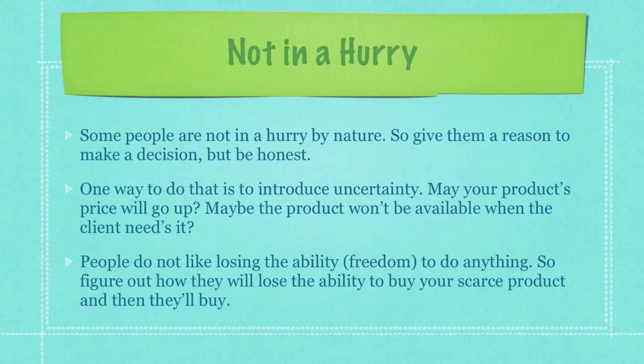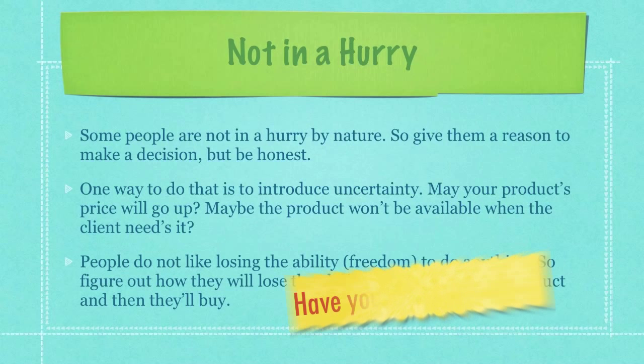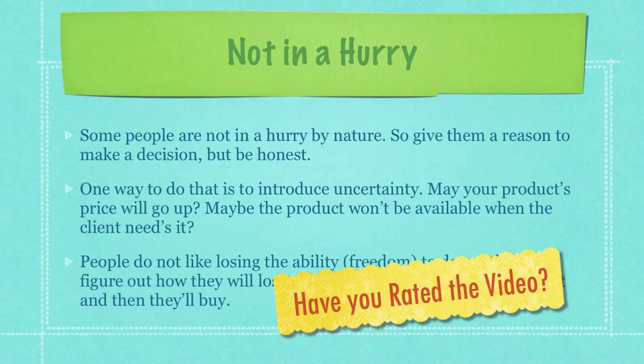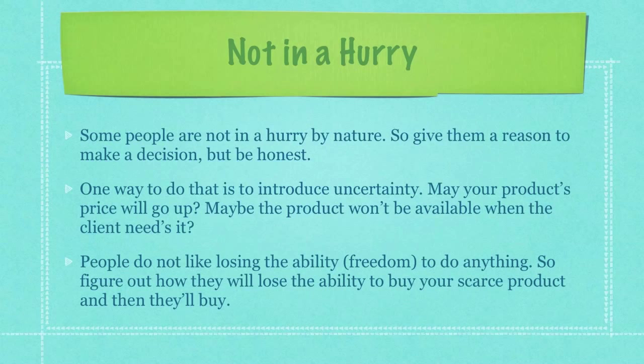Another reason why a person might say no is that some people are just not in a hurry by nature. So you have to give them a reason to make a decision, but of course be honest. One way to do this is to introduce uncertainty. Maybe your product's price will go up, maybe the product won't be available when the client needs it. I don't know. That's something you have to figure out on your own, but you must give them a reason to buy now. People also do not like losing the ability or freedom to do anything. So figure out how they will lose that ability to buy your scarce product, and then they will buy.